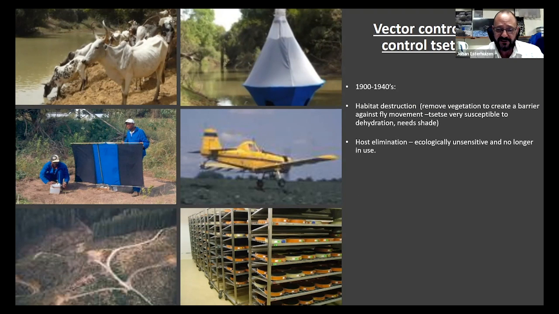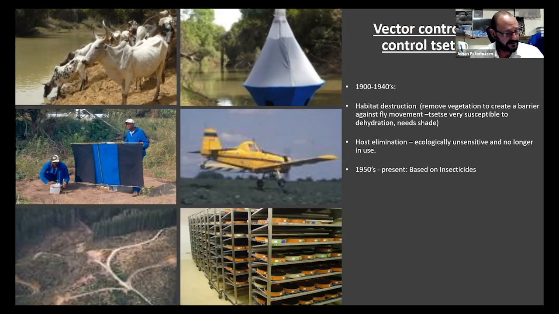Together with habitat destruction, there was also host elimination. The theory was that if we eliminate all the big game animals, the flies will have no food. However, the problem was that many of the tsetse flies feed on nocturnal animals, for example, bush pigs. And of course, these are, first of all, very difficult to find. So this did not work at all. And of course, this is very ecologically insensitive and is no longer in use.